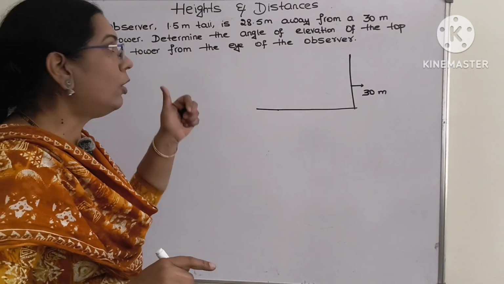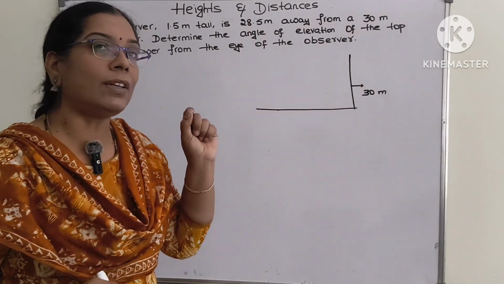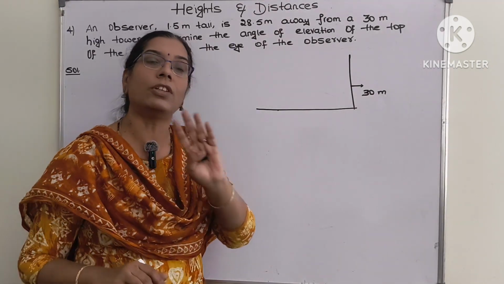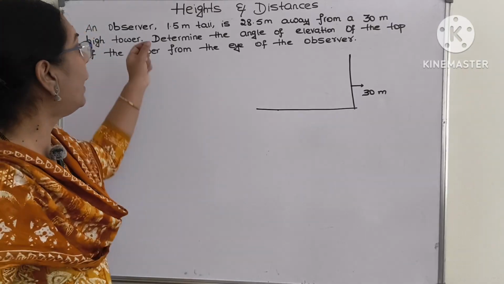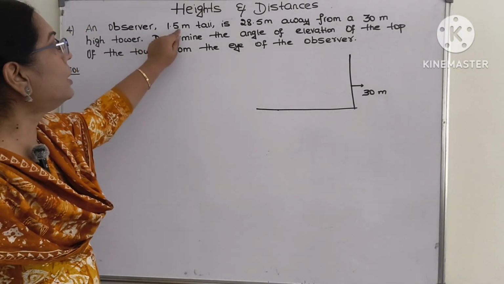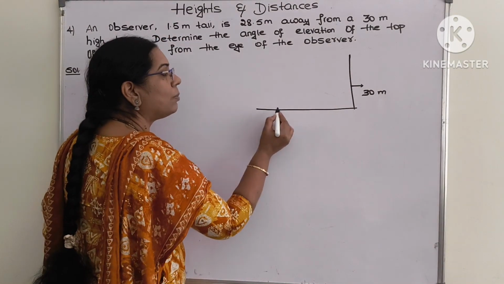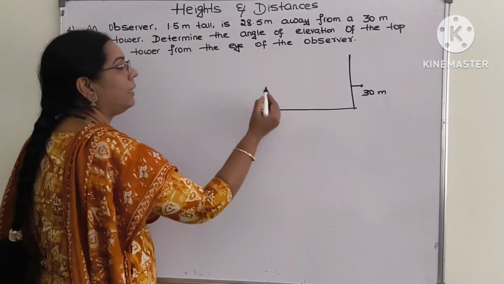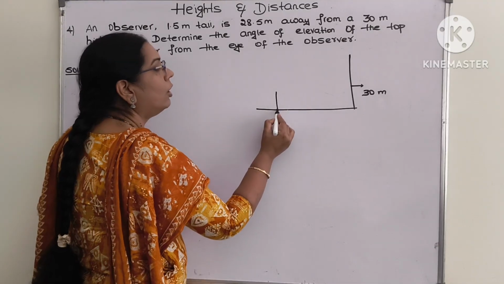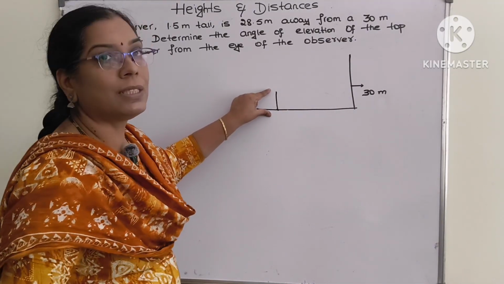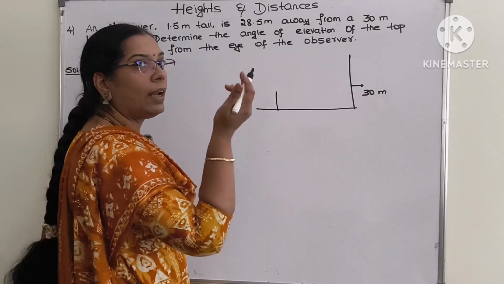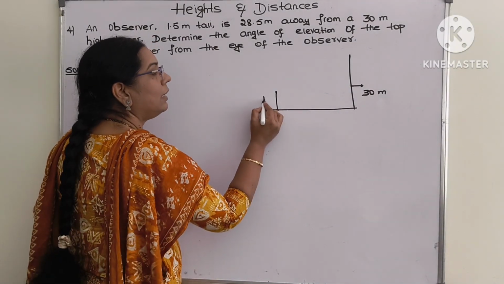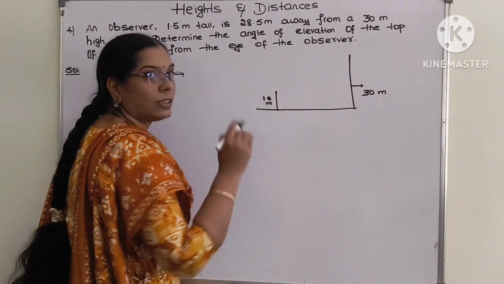Now look, children. In all the previous sums, the observer was a point observer. What does it mean? It means that the height of the observer was ignored. But here the height of the observer is given, which is 1.5. I cannot take a point observer here because the height is mentioned. So I should draw a line. This represents the height of the observer. So where are the eyes of the observer? Naturally at this point. So this length is 1.5 meters.